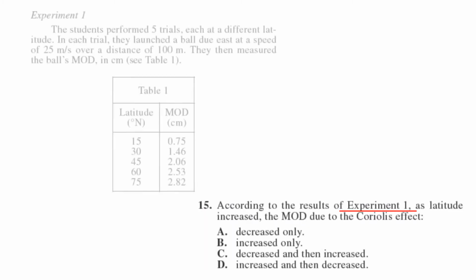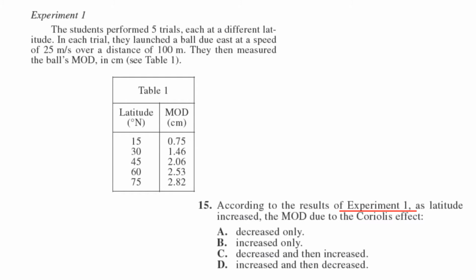Pretty easy question. According to the results of experiment 1, so put your finger on experiment 1, as the latitude increased, so we're increasing, the MOD did what? It also increased. So as one goes up, the other one goes up, so your answer has to be B, increased only.